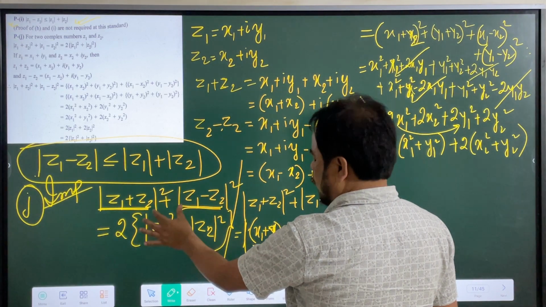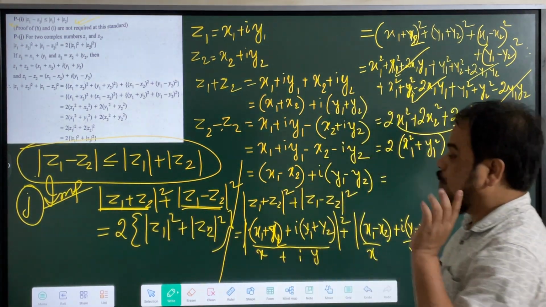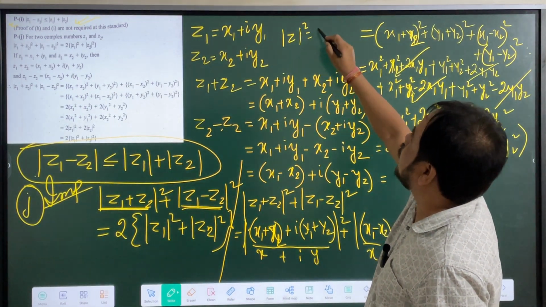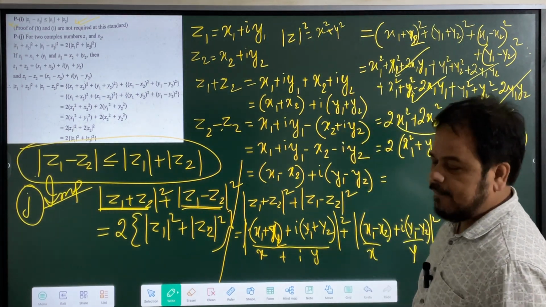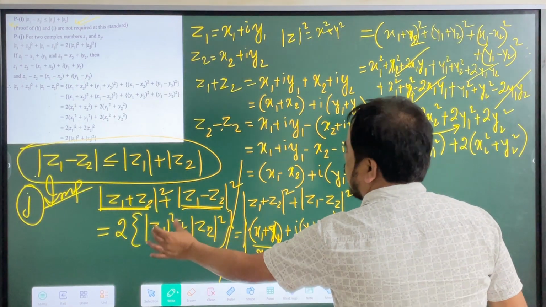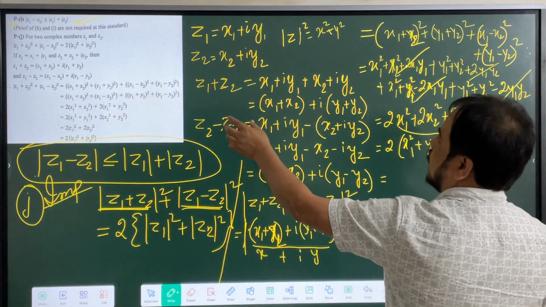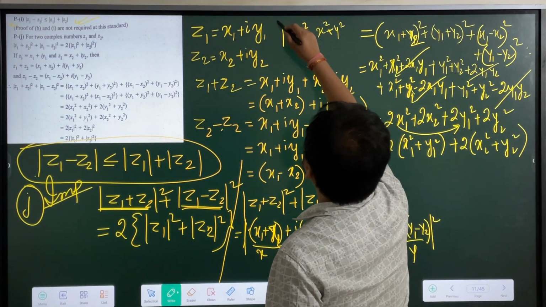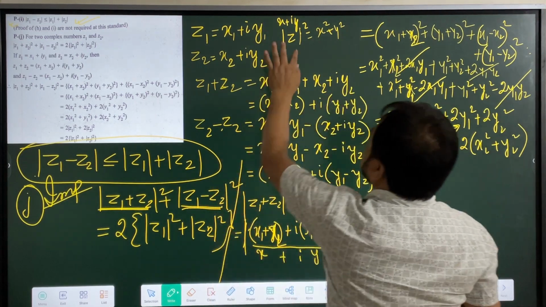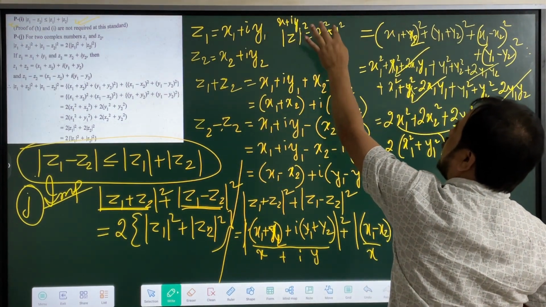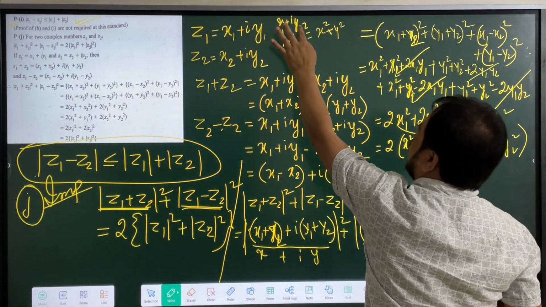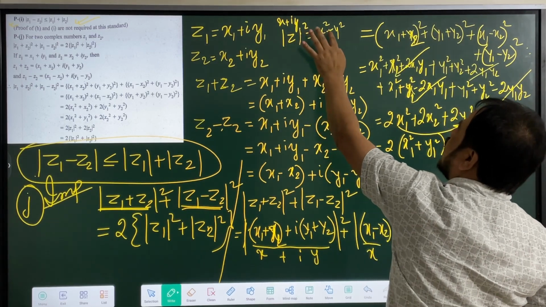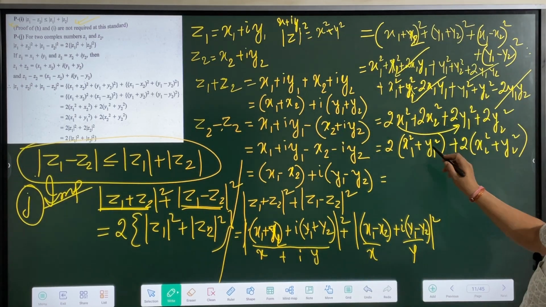Twice modulus of z1 square plus modulus of z2 square. Modulus of z1 square, we have already explained: modulus of z square is equal to x square plus y square. Modulus of z1 square means what we have to get? x1 square plus y1 square. If z is x plus iy, then modulus of z square is x square plus y square. If z is a plus ib, we get a square plus b square. If z is x1 plus iy1, then we will get x1 square plus y1 square.